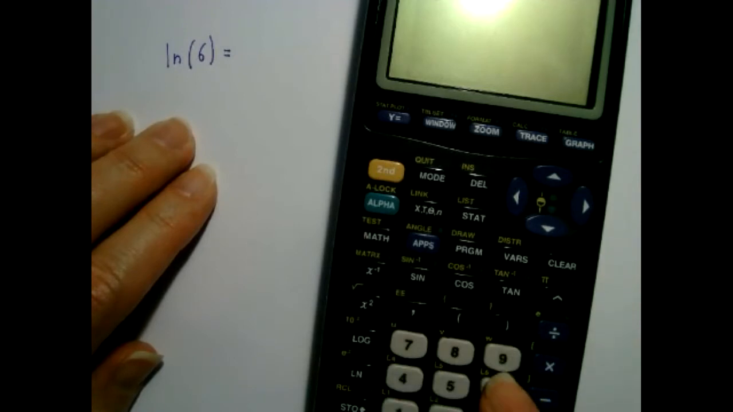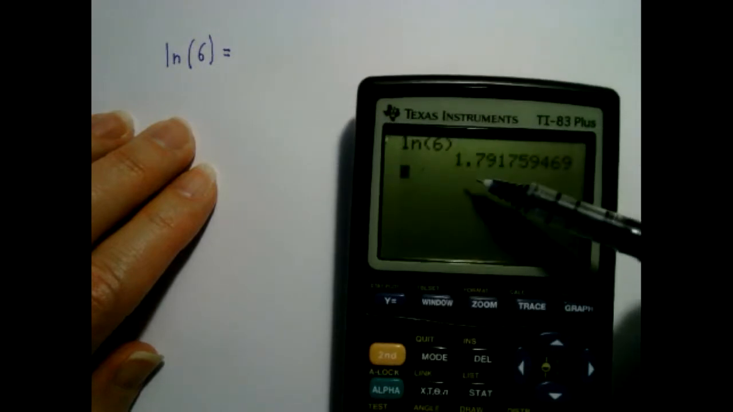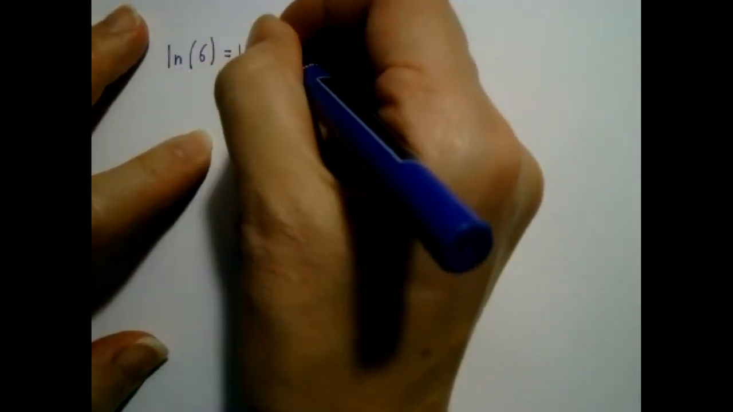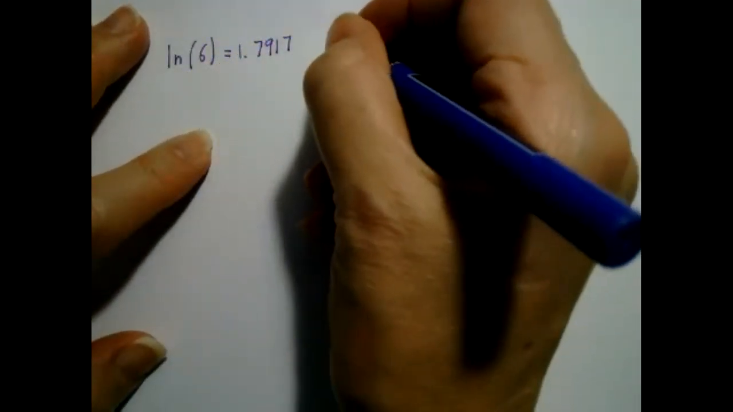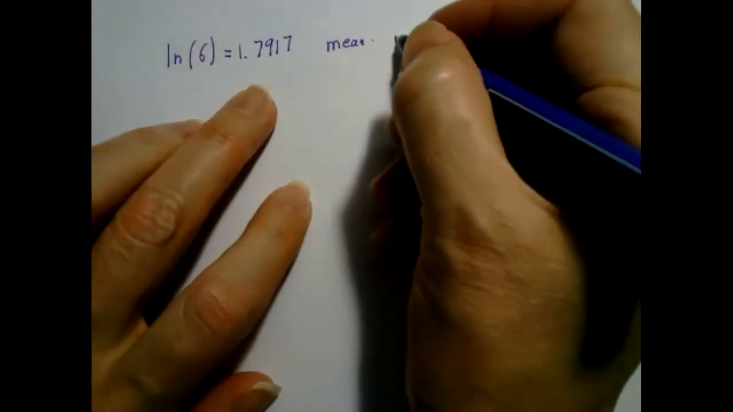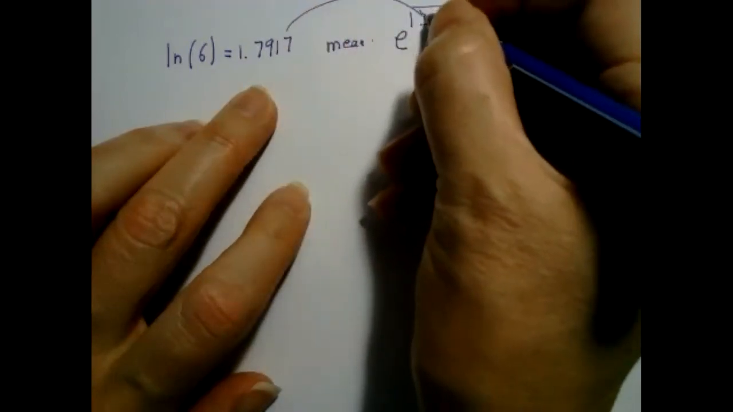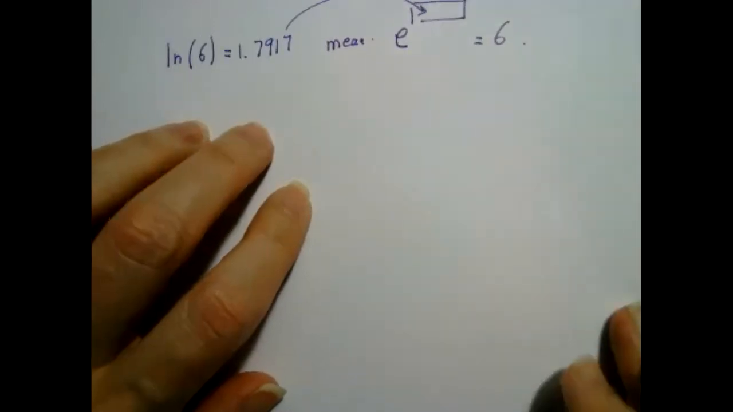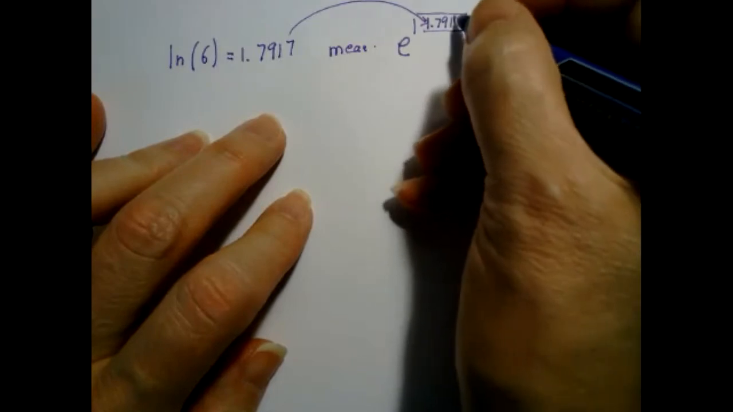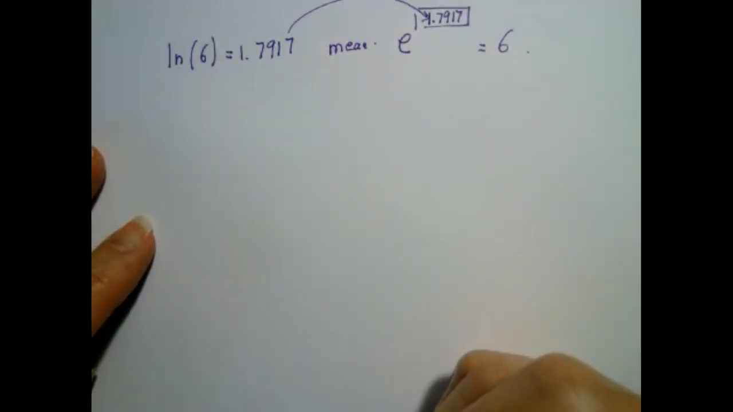So ln of 6 is going to be a different number, because it's the power of e. If I plug it in, I get 1.7917. What does this mean to us? What does the ln of 6 represent? It means if I take e and I raise it to this power, I get 6 back. So what's the ln? It's the power of e that's going to give me 6 back.